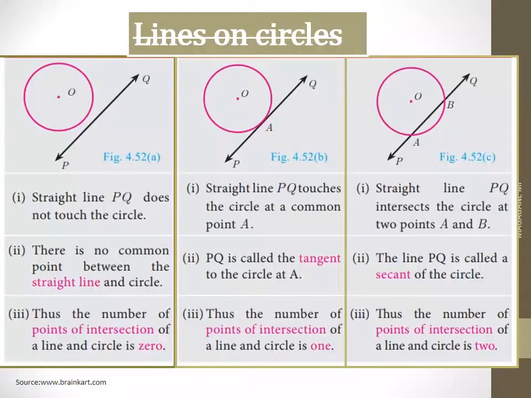So the next one, we have a line that cuts or passes through the circle. Straight line PQ intersects the circle at 2 points A and B. The line PQ is called a secant of the circle. Therefore, the number of points of intersection of a line and a circle is 2. So here, if we solve for x and y, we should get 2 x values and 2 y values.